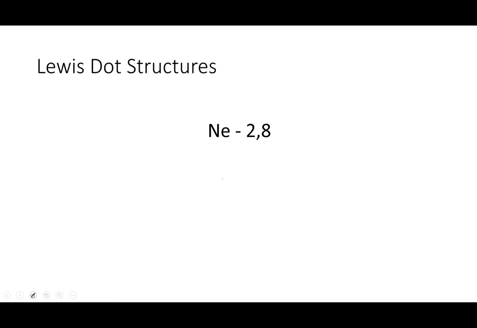Okay, so we would draw the chemical symbol. The chemical symbol for neon is Ne. Then we would put 2 dots on each side of our imaginary box until we get to 8. 1, 2, 3, 4, 5, 6, 7, 8. So that's the Lewis structure for neon.